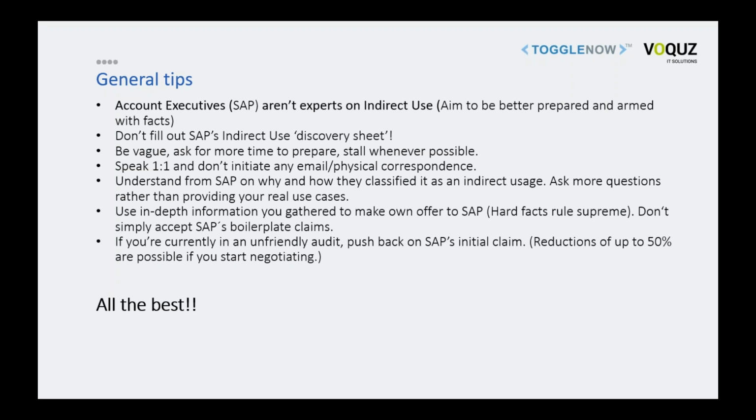Last thing that I want to mention, if you are currently in that unfriendly audit situation, just like I said, it is possible to push back quite a bit if you start negotiating. So never accept the first claim that they make. There's always room to actually have discussions. And with that, before we go into the Q&A, I'll hand it back over to Raghu, who can cue us out, and then we'll take your questions.